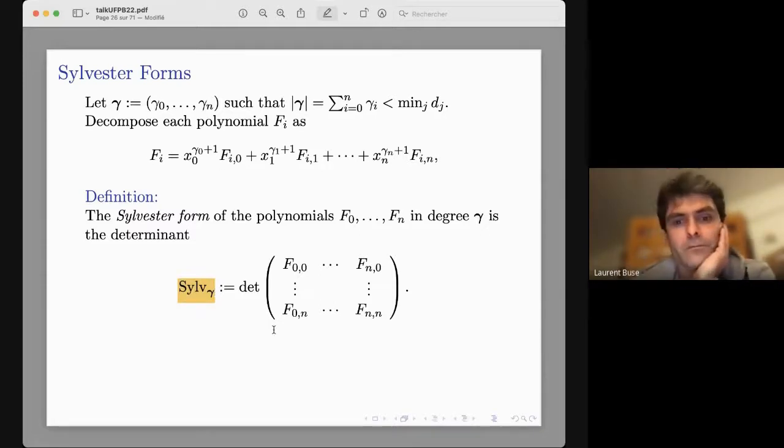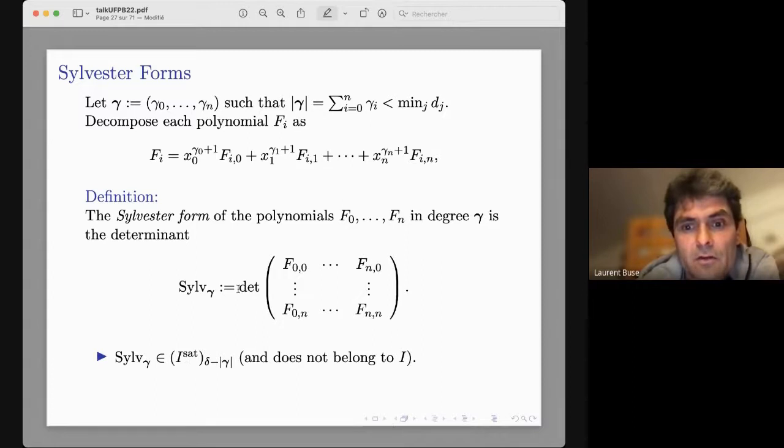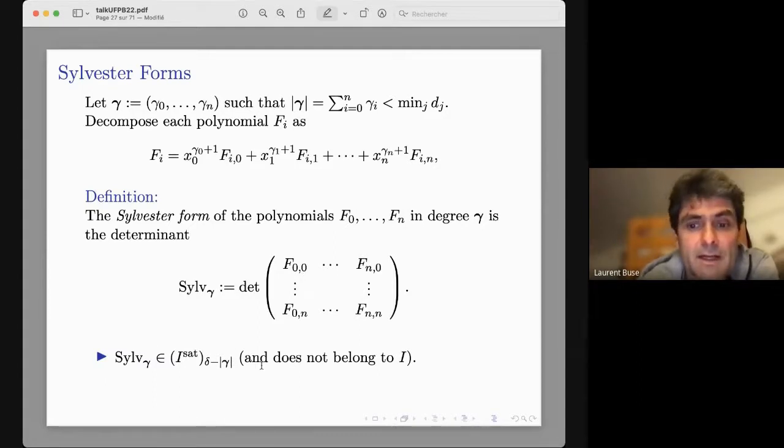Okay. So if you look at the degree, this is not difficult. You can notice that Syl gamma, the Sylvester form, is of degree delta minus the module of gamma. And moreover, it's not difficult to prove that actually it belongs to I sat. Because if you multiply by any monomials here on the left, then you can play with the columns and you get here some Fi's. So it's easy to prove that. And actually, this does not belong to I. So this is a true element in I sat in degree delta minus gamma.